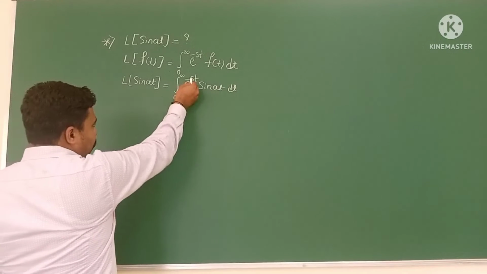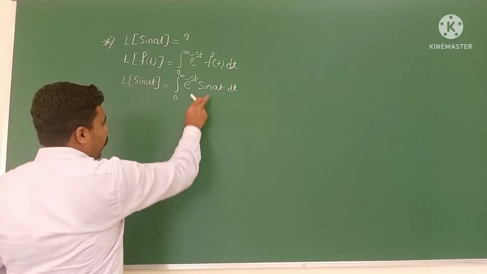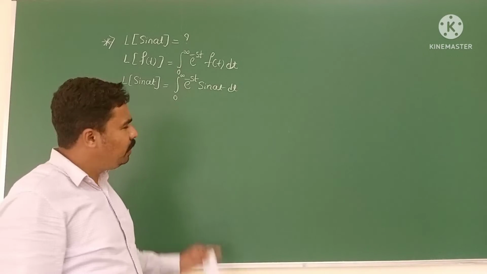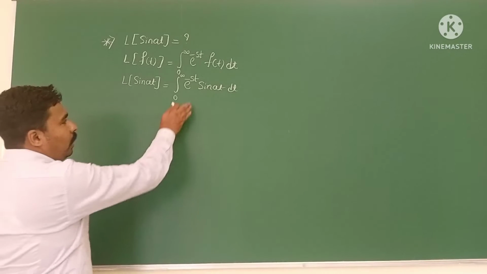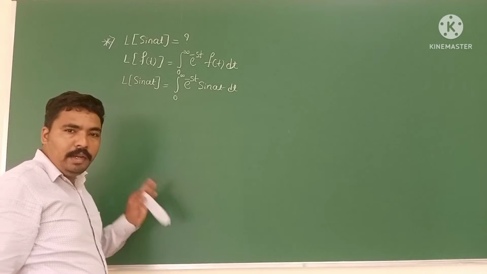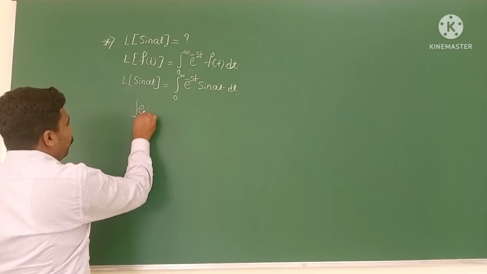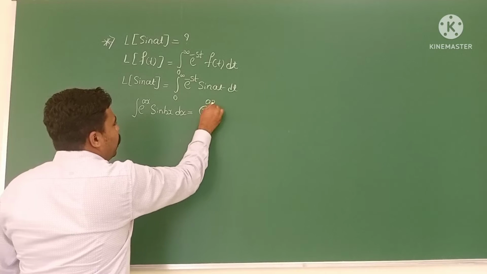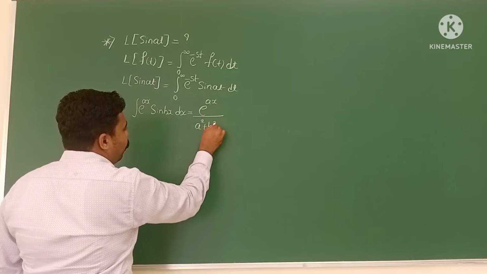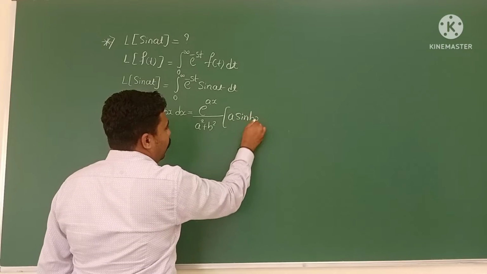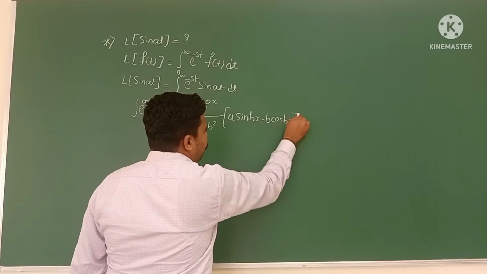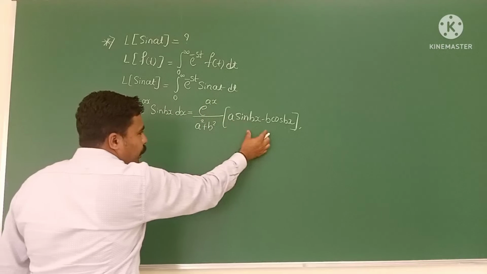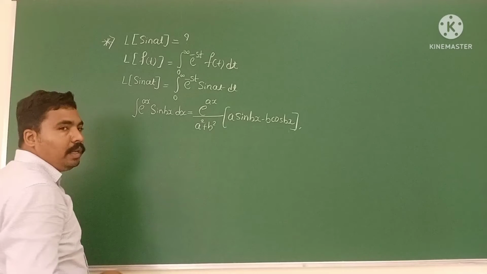Here e power something is exponential, which is also an infinite series, and sine is also an infinite series. For two infinite series, we cannot easily apply integration by parts. It is very difficult and tedious. To avoid that, there is a formula in integration: integral of e power ax into sin bx dx equals e power ax divided by a square plus b square into a sin bx minus b cos bx. So we compare this and directly substitute the values of a and b, then we can easily evaluate.